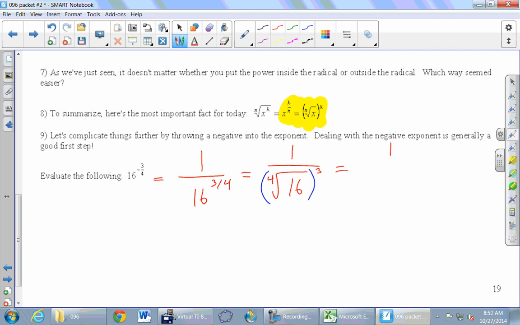So this equals 1 over, so I've got some stuff that's still going to be cubed. What is the 4th root of 16? It's 2. So that becomes just 2 cubed, which is a whole lot easier than the 16 cubed, which we were asked to do before. So this is equal to 1 over 8.